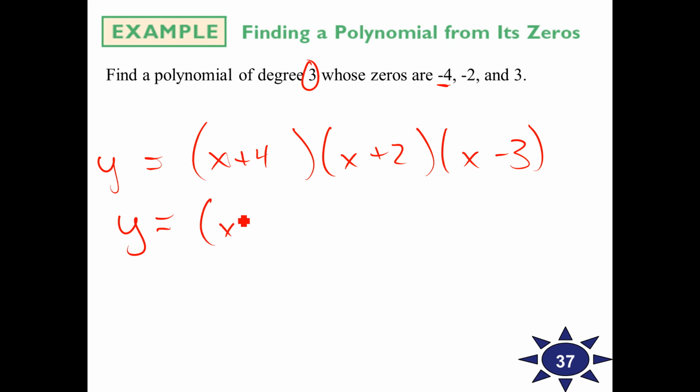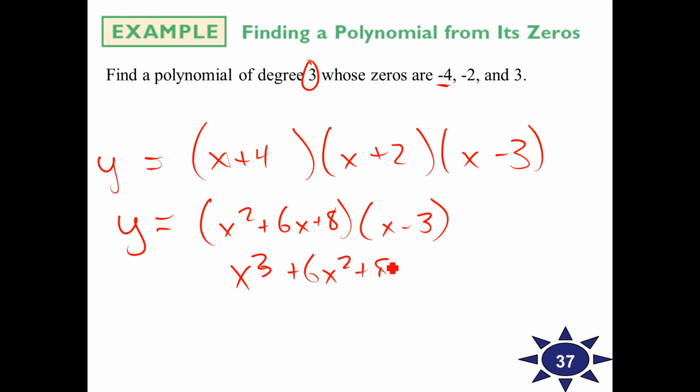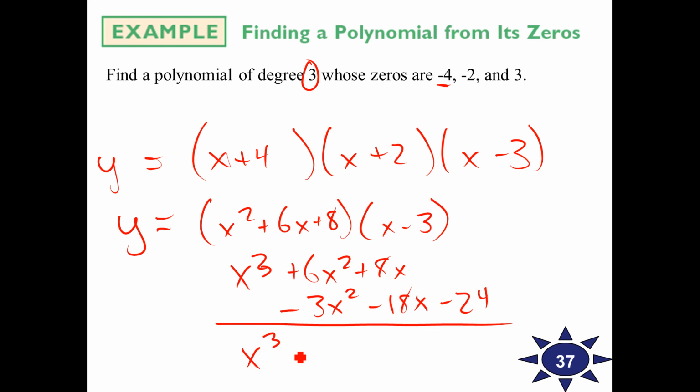The first 2 are going to be x squared plus 6x plus 8. And then if we multiply that by x minus 3, we'll have x cubed plus 6x squared plus 8x, and then all of those times negative 3. So minus 3x squared minus 18x and minus 24. Put them all together, and we've got x cubed plus 3x squared minus 10x minus 24 equals y. Try problem 37.